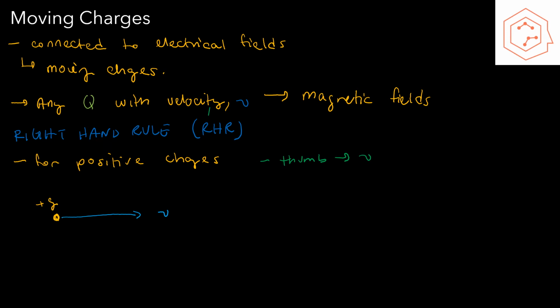So you point your thumb in the direction of the velocity, and then you curl your fingers towards your palm, or curl your fingers in the only direction that they will curl. So if we have our positive charge going to the right, I take my right hand, point my thumb in the direction of the velocity, and I see that my fingers will curl outwards or towards me. So the direction of the magnetic field in this case is going to be in circles coming towards me.